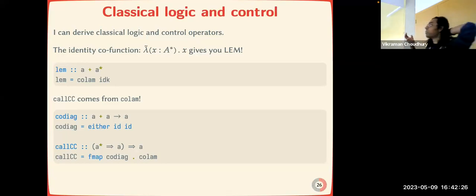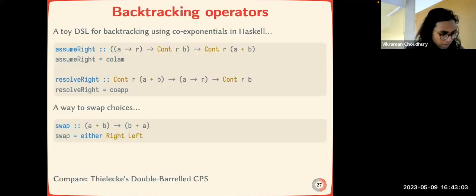Other classical control operators, so call/cc. You can think of colam as also a generalized kind of call/cc, and the type of call/cc, if you take this type, it's Clavius's law, I think, in logic. So a star to a. You do colam and you get a star plus a star, and then you just go from a plus a to a using codiagonal. So you can derive all the classical control operators using just colam and coap.